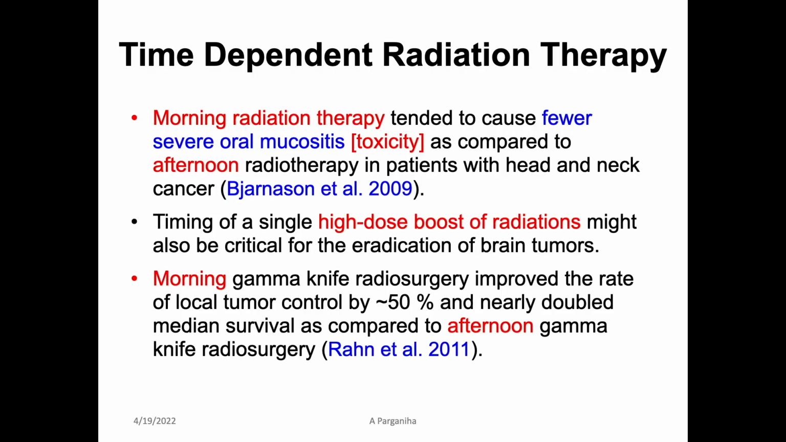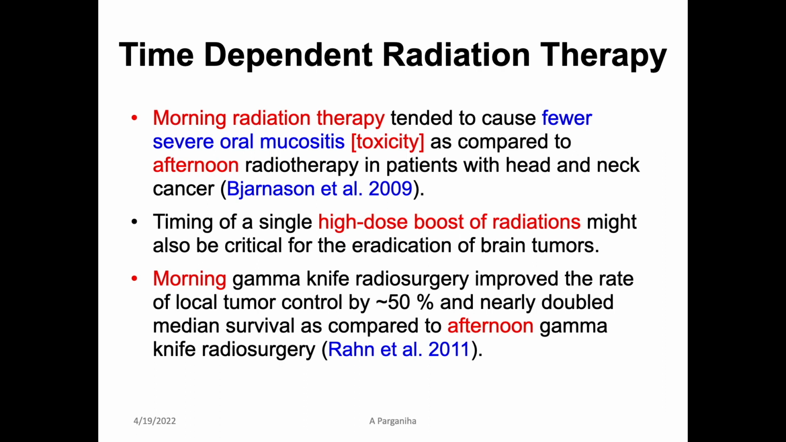There are some other researches that have established that morning radiation therapy tended to cause fewer severe oral mucositis, that is, it decreases the toxicity as compared to afternoon radiotherapy in patients with head and neck cancer. It means when radiation is given in the morning hours, then toxicity is less. Similarly, if a high-dose boost of radiation is given as a single dose, it may be important for the eradication of the brain tumor if timing is considered.